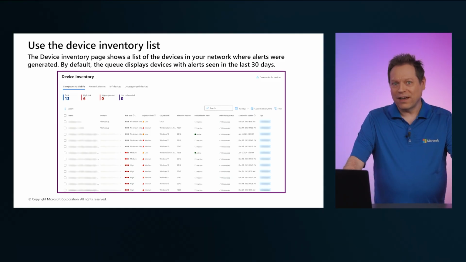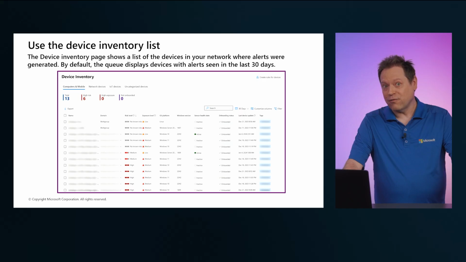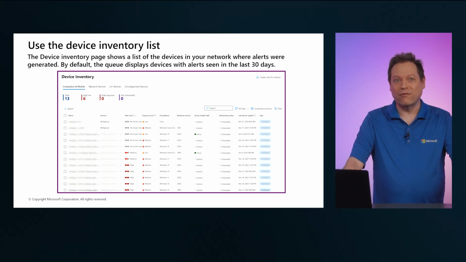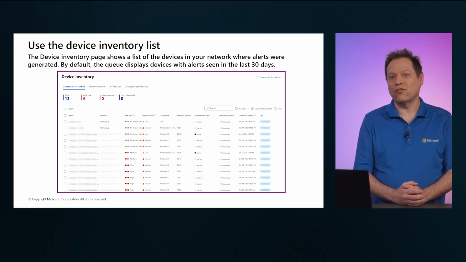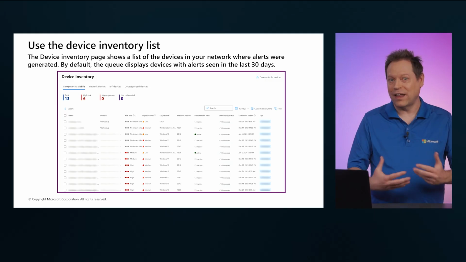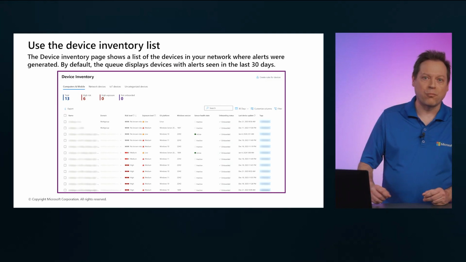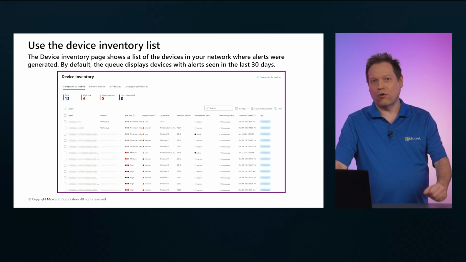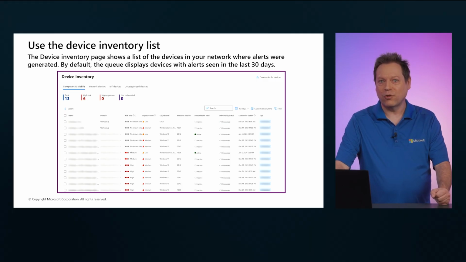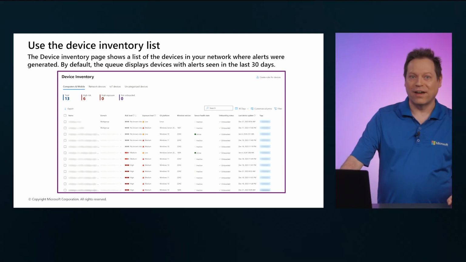Let's start with the device inventory. The device inventory page shows you a list of devices in your network where alerts are generated. By default, the list focuses on devices with alerts seen in the last 30 days, which helps you prioritize the most recent risk. In the current portal experience, you'll find this inventory under the Assets section, specifically in Devices.